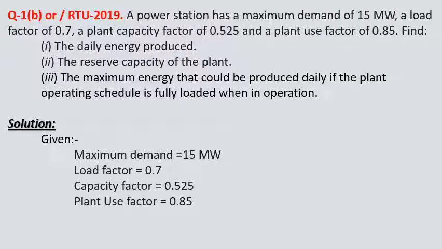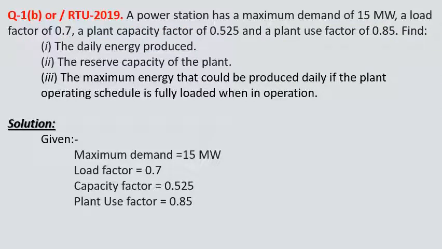The given question is that a power station has a maximum demand of 15 megawatt and a load factor of 0.7, a plant capacity factor of 0.525, and a plant use factor of 0.85. Then find out the daily energy produced, the reserve capacity of the plant, and the maximum energy that could be produced daily if the plant operating schedule is fully loaded when in operation.